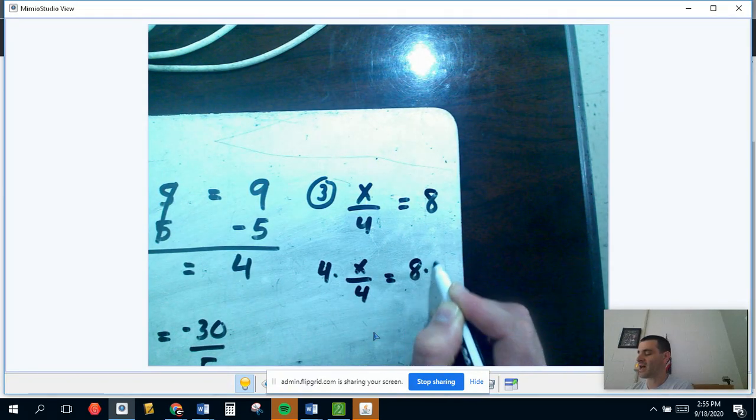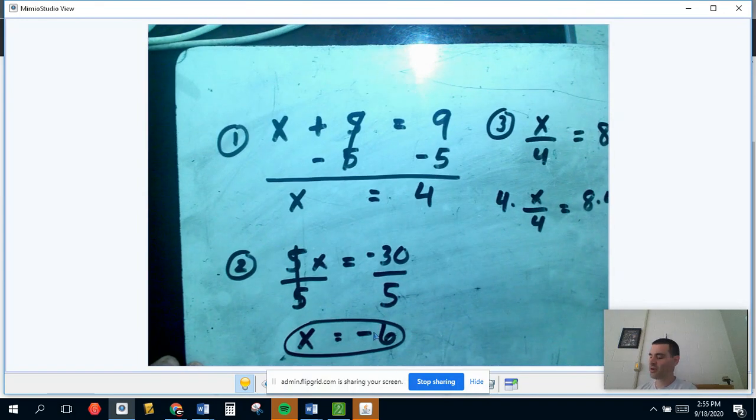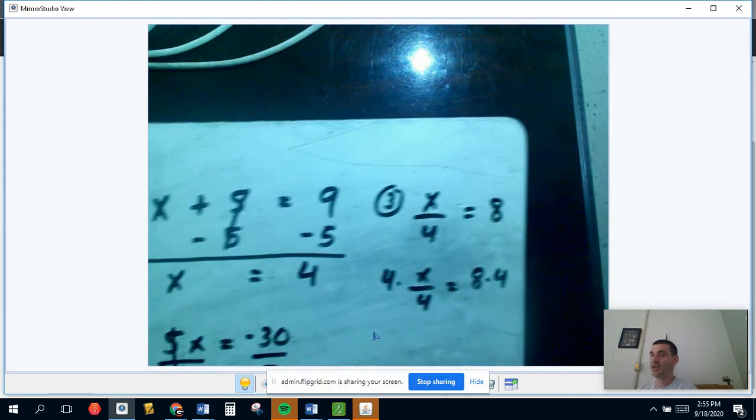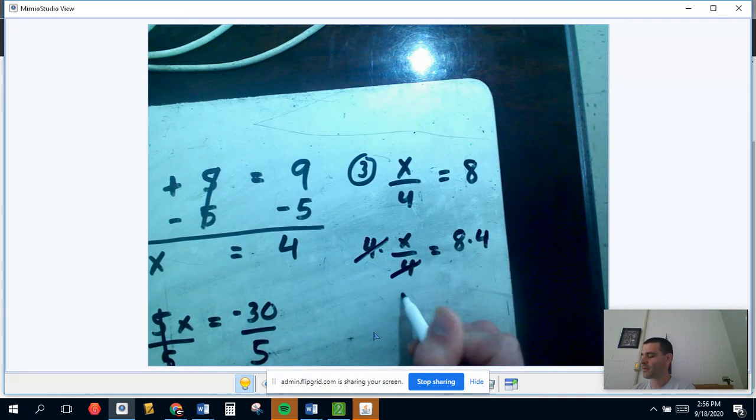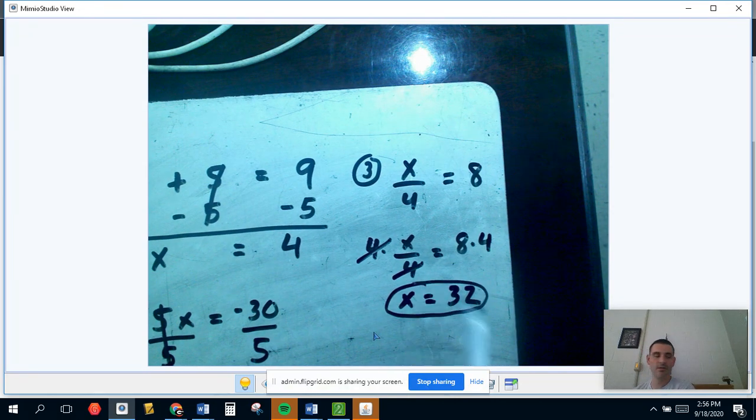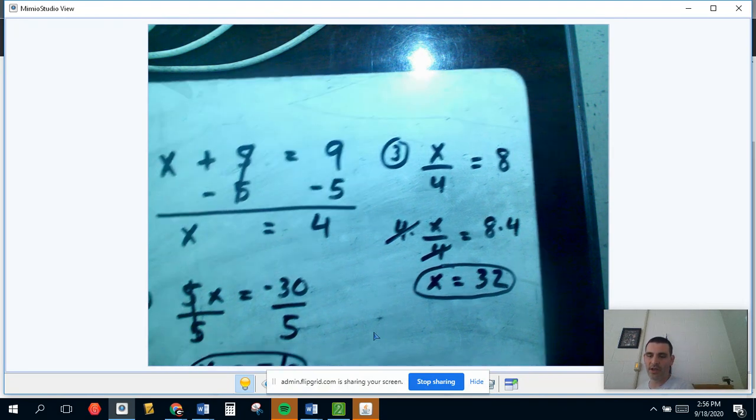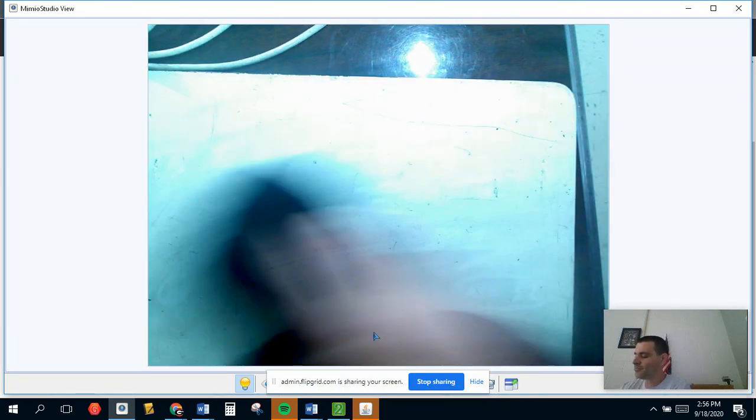Remember, if I do it to one side, I must do it to the other. We don't really care to do it to the right-hand side. That doesn't help us, but we just have to. If we do it to the left-hand side, you've got to do it to the right-hand side as well. Just like in number 2 where we had 5 on top and bottom, here we sort of have 4 on top and bottom, and the 4's cancel. So my solution here is x equals 32. So those are one-step equations. I didn't show the one where you subtract. I'll do that next. I want to go ahead and go to a two-step equation.